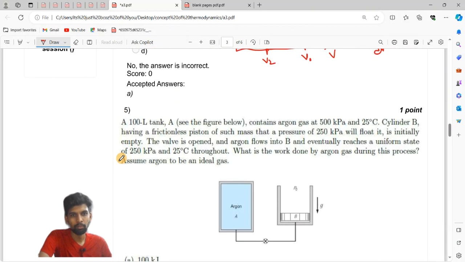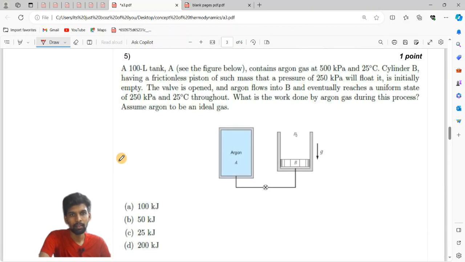Then coming to question number 5. If you have watched my video on assignment 2, then I have solved similar questions there. If you have not watched it, you can watch it so that you can get a clear idea how to calculate properties at respective points, and also how to get an equation of pressure for any given process. All these things I have covered in my previous video, so you can watch it for a better understanding.